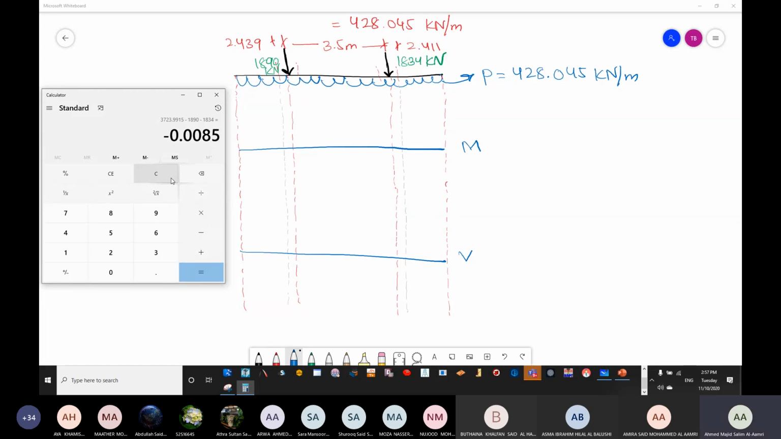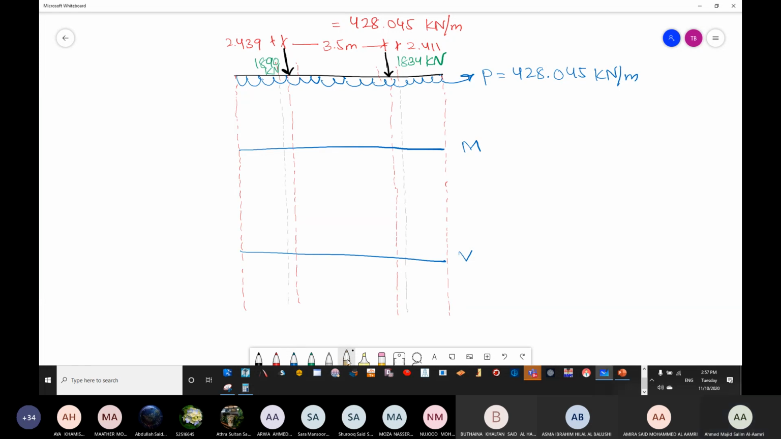Are we clear? If you multiply it by 1, your upward force is not going to equal your downward force, and you will never have a correct bending moment. Once again, this pressure is acting as a UDL now, which can be converted into a point load.